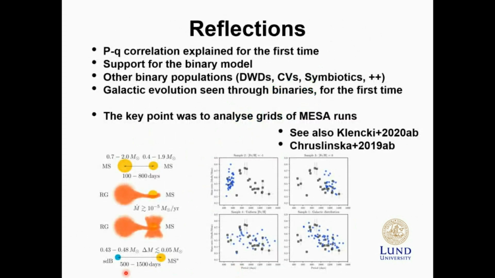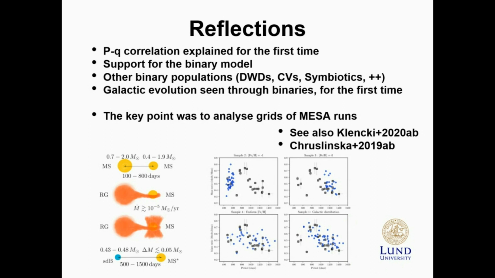So just a few reflections on this particular study. First of all, the basic conclusion is that we have indeed demonstrated the origin for the period mass ratio relation for the first time. The paper got accepted to A&A and got even a highlight from the journal, because it's a new connection between the stars and the galaxy.